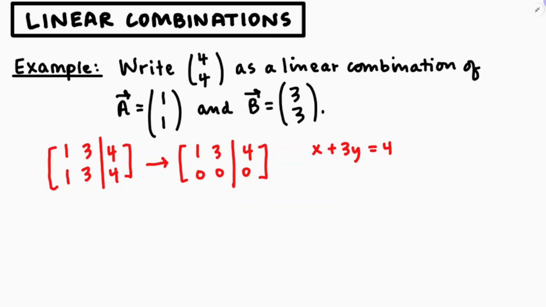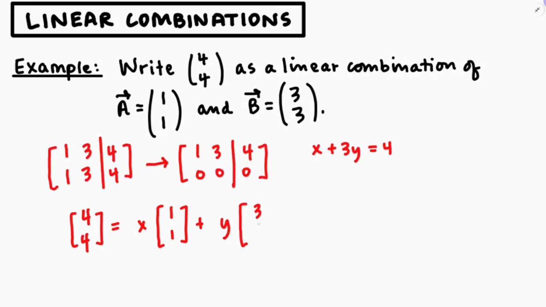So what I'm saying is that we can say (4, 4) can be written as x of (1, 1) plus y of (3, 3), where x plus 3y equals 4. Well, maybe I'll just solve for x. x equals 4 minus 3y, and that means y can be whatever it wants. And I chose that just because y was the one that had the coefficient of 3 against it. y didn't have to be the free variable.